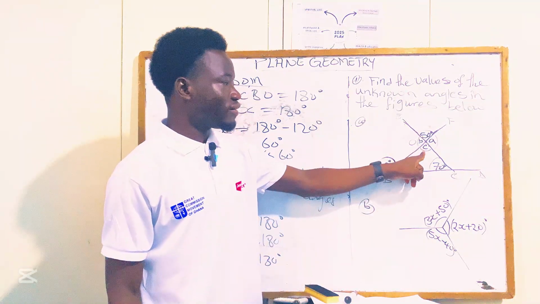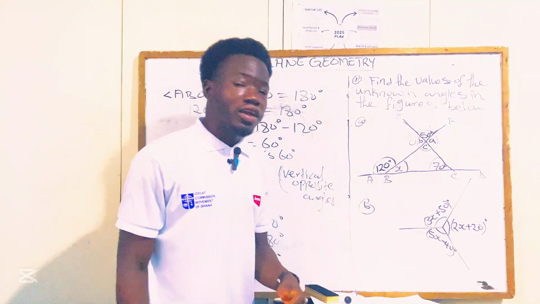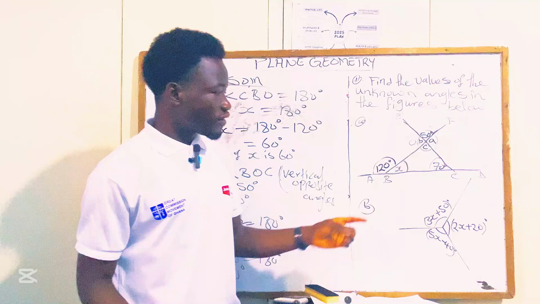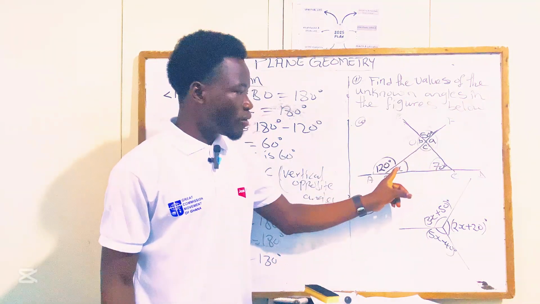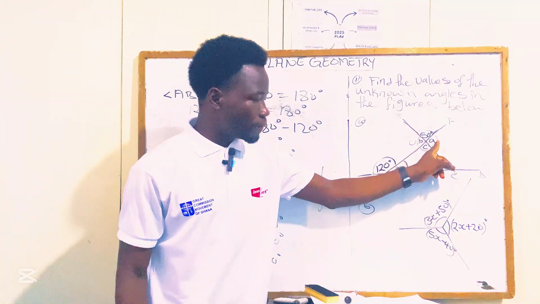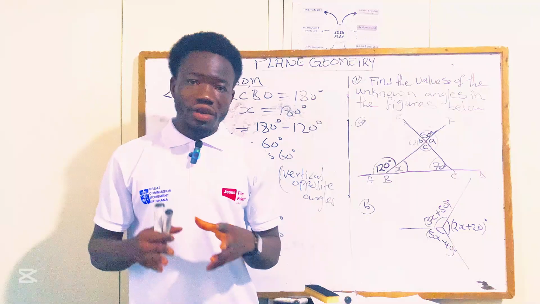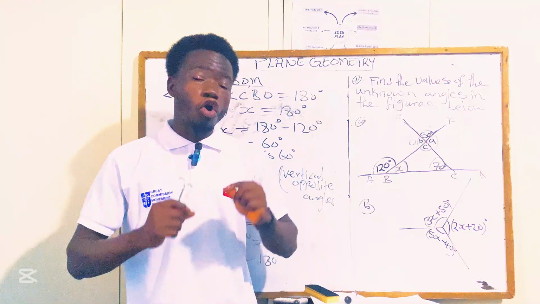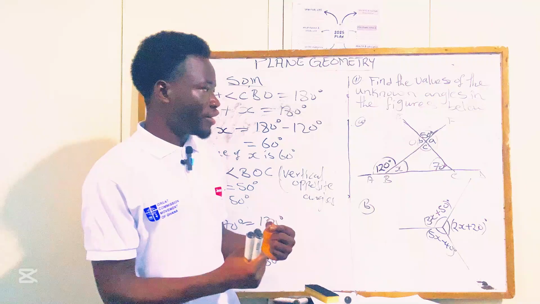So if here is 50, I can get here to be what? 130. Another property you can use is that one exterior angle is equal to the sum of two opposite interior angles. When I add this angle plus this angle, this will give me A. This angle here plus the angle here will give me A. The sum of two opposite interior angles gives you an exterior angle.